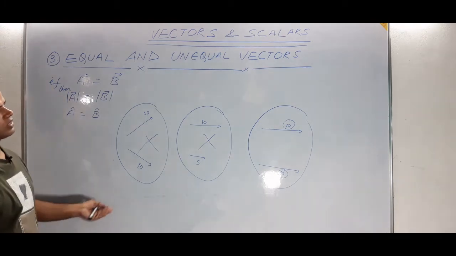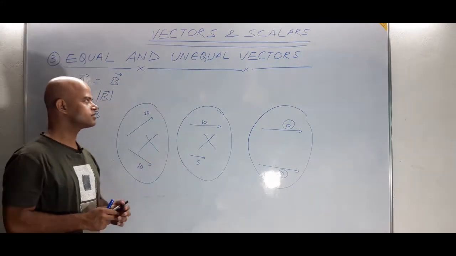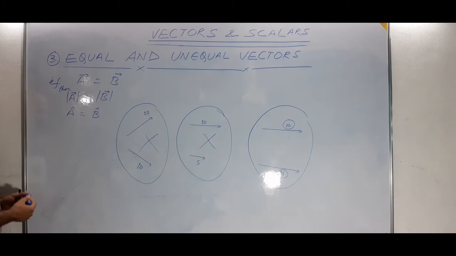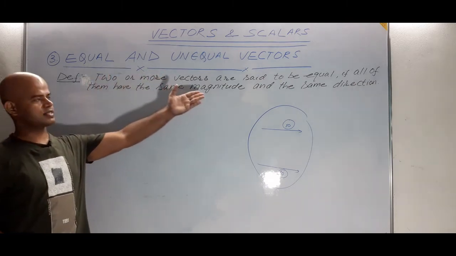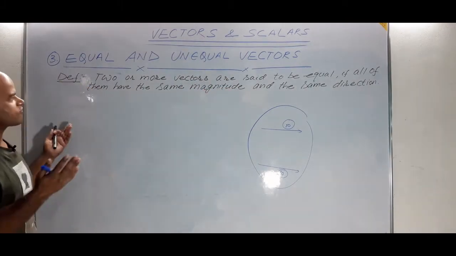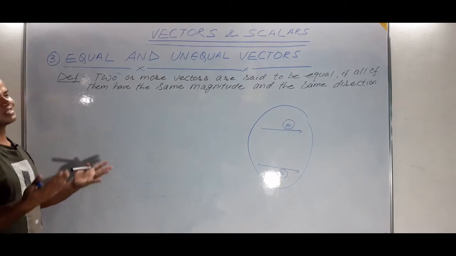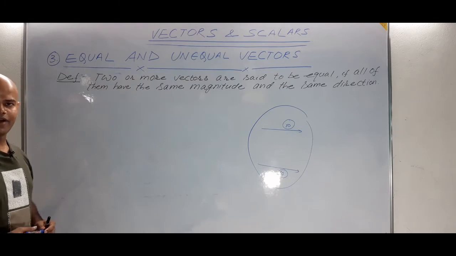If they are not equal, then they are called unequal vectors. So we don't need to define unequal vectors separately. So what will be the definition? For equal vectors, two or more vectors are said to be equal if all of them have the same magnitude and the same direction. Else they will be called unequal vectors.